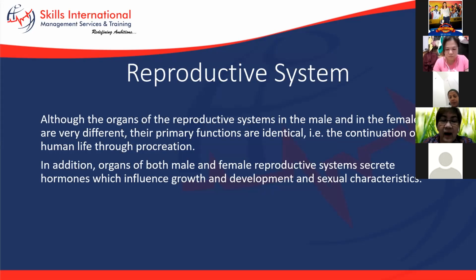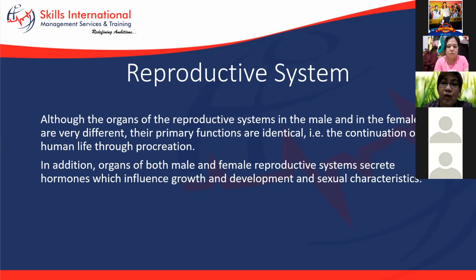So when we go to the reproductive system, the reproductive system consists of the organs in the male and the female, and they are very different from each other. They are not the same. The males are different, and the females are different too. But the primary function is identical. Why is it identical? Because they are for the continuation of human life through procreation.